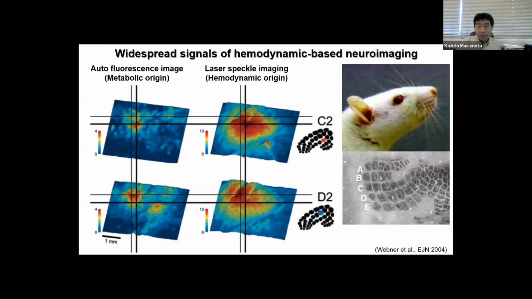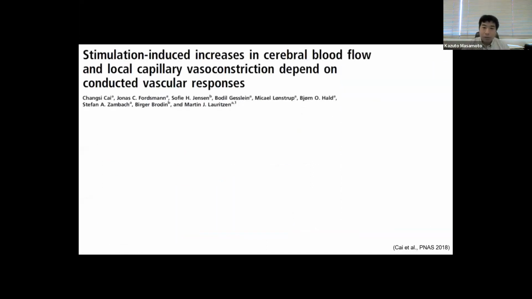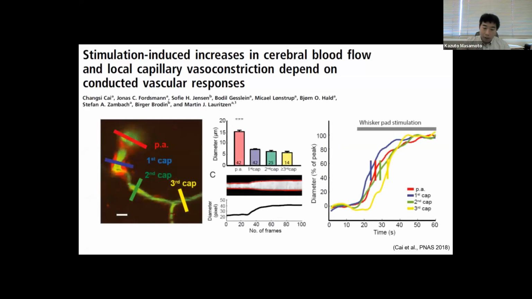The motivation here is neuroimaging mapping. We know that whisker stimulation in mice produces a localized metabolic signal, almost the same size as the barrel cortex or neuron unit. But if you look at the hemodynamic signal measured with laser speckle imaging, the flow change spreads over the activation area. Why does this happen? Because the vasculature itself transfers the signal from the active area along the vascular networks.